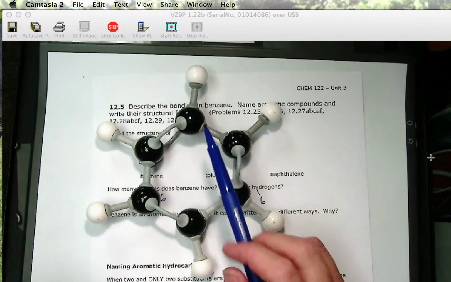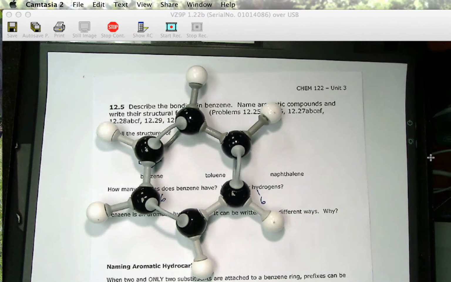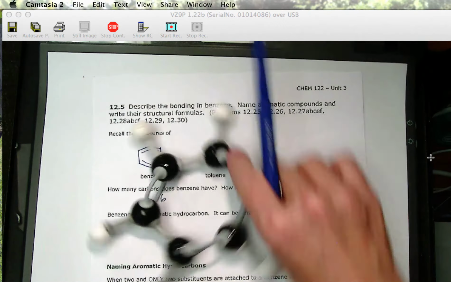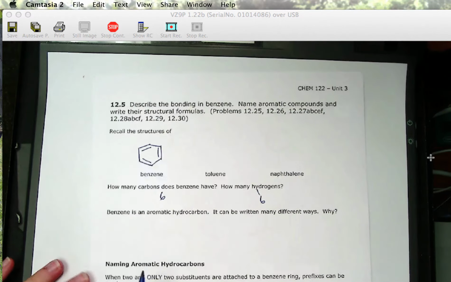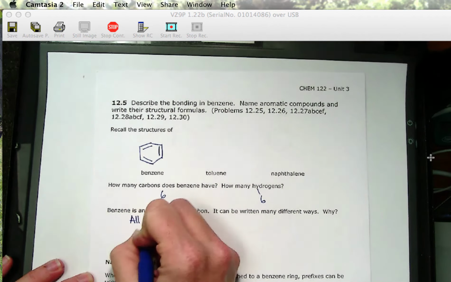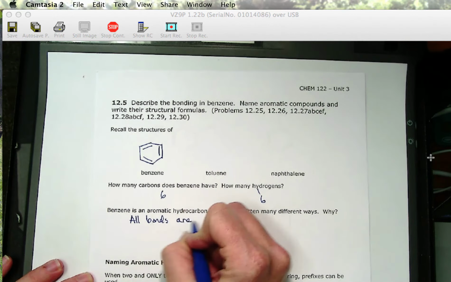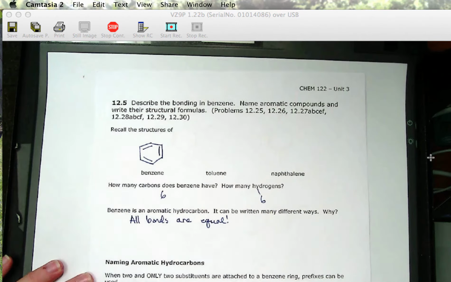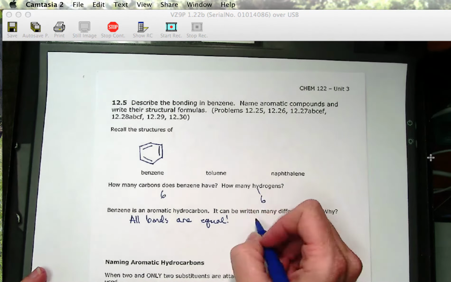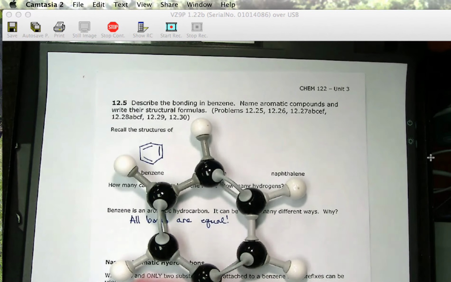So benzene is an aromatic hydrocarbon. It can be written many different ways. That's because in benzene, all bonds are equal. They are halfway between a single bond and a double bond. So your drawing of benzene is kind of a snapshot. You just caught it at that second. And then in the next second, those double bonds are rotating. They're going the other way. And then they're going back, and they're going the other way.